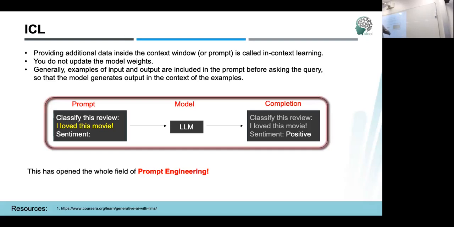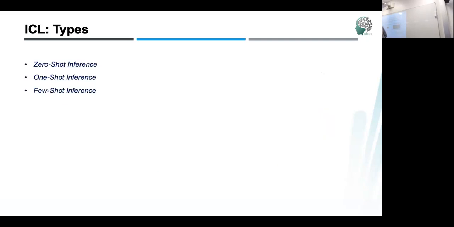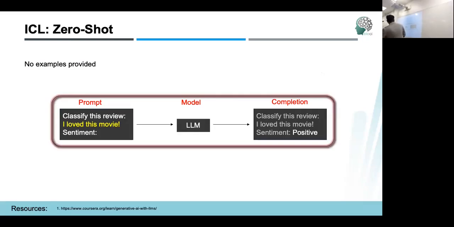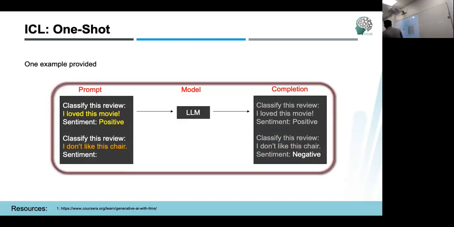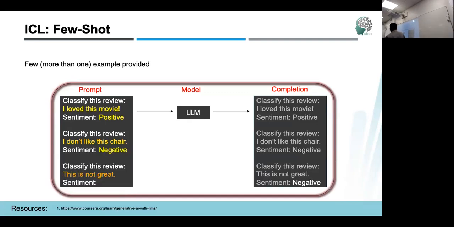And this has opened up all of prompt engineering, which I'm not going to cover in detail because the next speaker is going to cover in detail what prompt engineering is all about. So I'm just going to touch upon it. There are three types: zero shot, one shot, and few shot. In zero shot, you do not provide any examples. You create a nice dialog prompt like, classify this review: I love this review. What is the sentiment? If you provide one example, like I love this movie, it's positive, then what is the review sentiment of I don't like this chair? It's negative. And if you provide more than one example, it's called few shot learning.